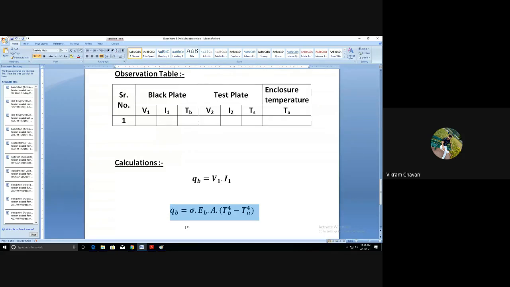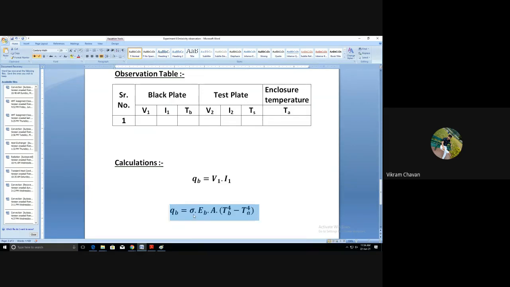Now here we are considering that the radiation emitted by the body will be equal to the heat input to that particular body. Okay, how much temperature we have increased from the surrounding temperature, that much amount of radiation will be emitted by that particular body. So according to the Stefan-Boltzmann law, the Q suffix B amount of heat is supplied to that particular body, and which is equal to sigma multiplied by E suffix B multiplied by A multiplied by T suffix B raised to 4 minus T suffix A raised to 4.